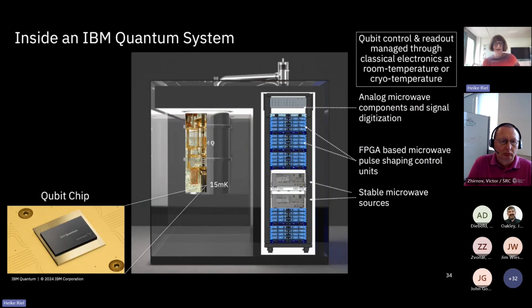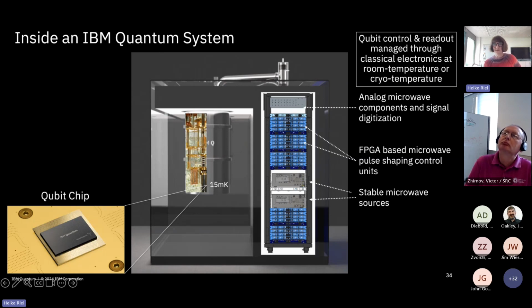So if you go to the system level, then of course building such a quantum computer needs more than just the quantum processor and the qubit. So for the superconducting qubits, you need to work at around 10 to 15 millikelvin because of the energy levels, which I've just talked about. And you use a fridge.